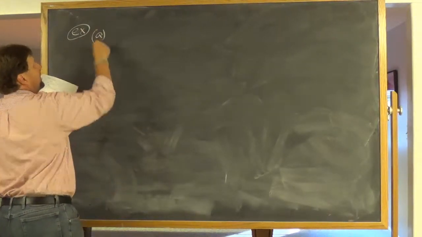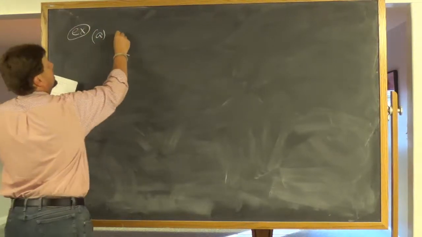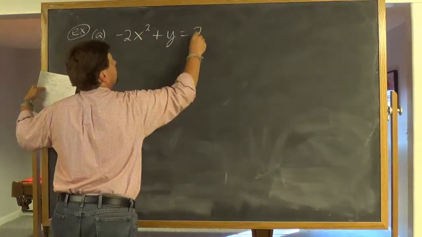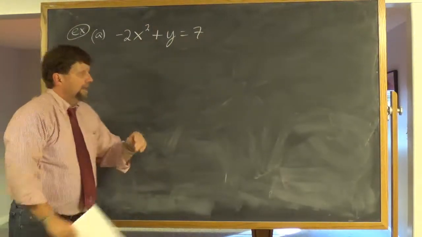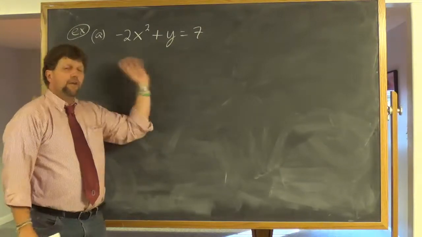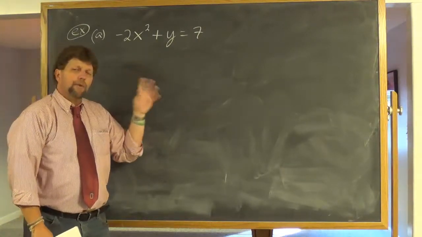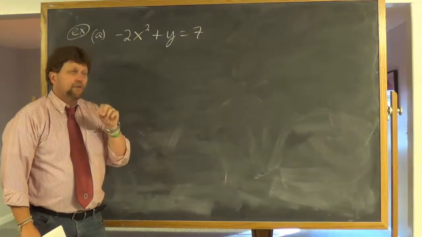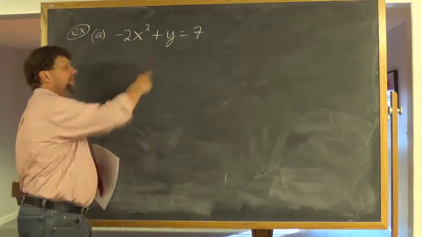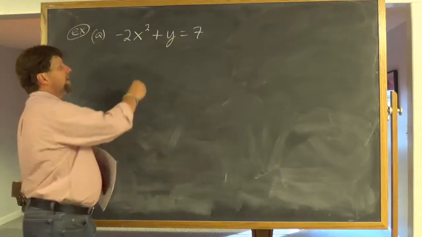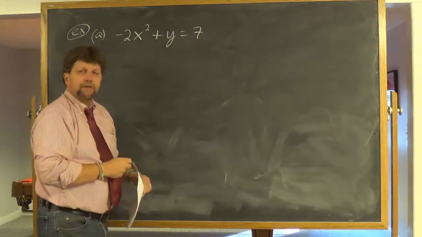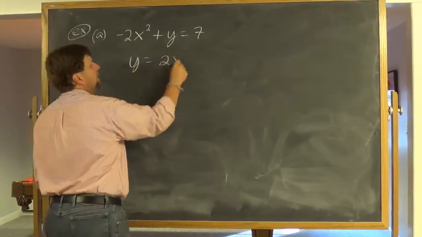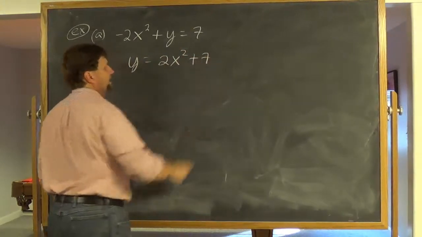In this example, I'm just going to do two of them. Say we have negative 2x squared plus y equals 7. Now let's say we're being asked, for this equation, does y represent a function of x? The answer here is yes, and here's why. I can solve this equation for y very easily by adding 2x squared to both sides of the equation. If I do that, I get y equals 2x squared plus 7.